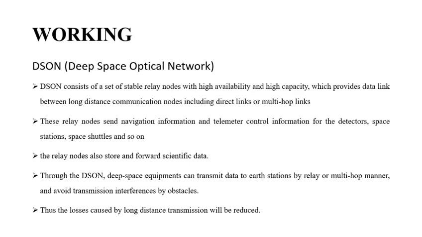The relay nodes send the navigation information, control information, detectors, and space station information. All the nodes' information will be sent to the space stations. The relay nodes also store and forward scientific data. It can be stored and forwarded to the stations. Through this DSON, deep space equipment can transmit data to Earth stations in a multiple hop manner. In the multiple hop manner, we will consume much energy. For that reason only, we prefer unidirectional.